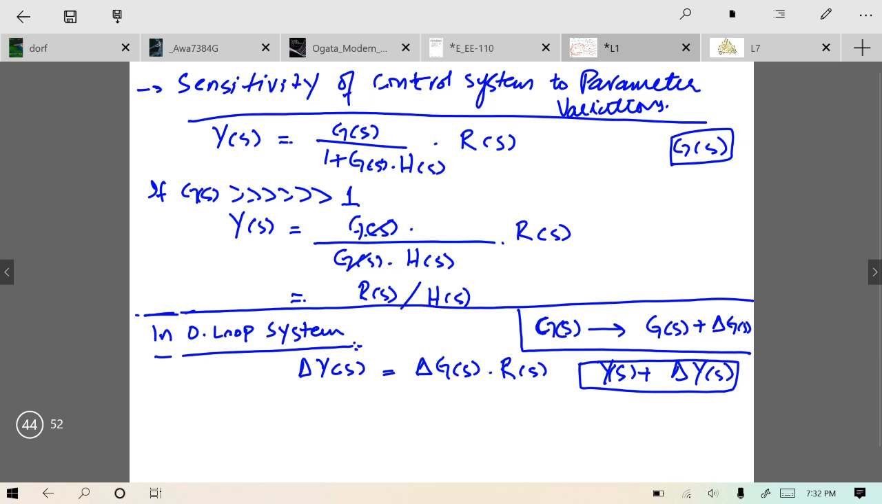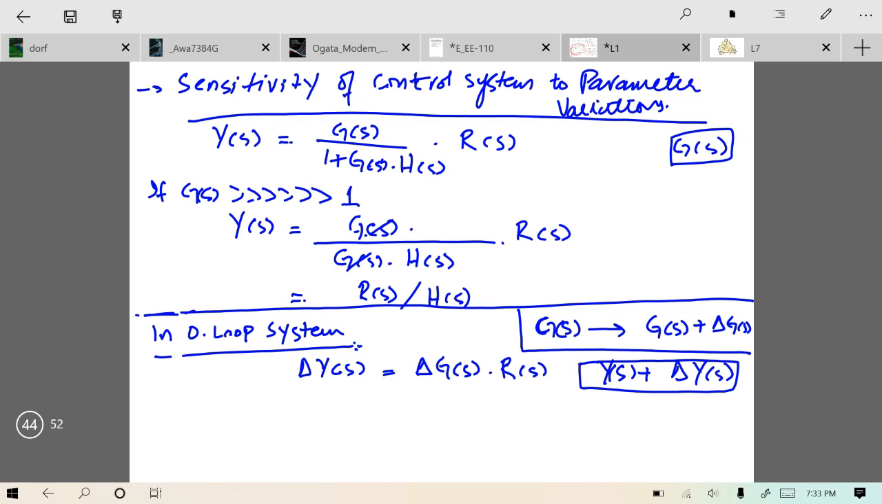Now your input is r of s, and your process transfer function is g of s plus delta g of s. So your output would be y of s, which was the initial output, plus delta y of s, that is due to delta g of s. So delta g of s has directly affected your output. The rate of change introduced in g of s has a direct impact on y of s, and it has introduced a delta change in y of s.